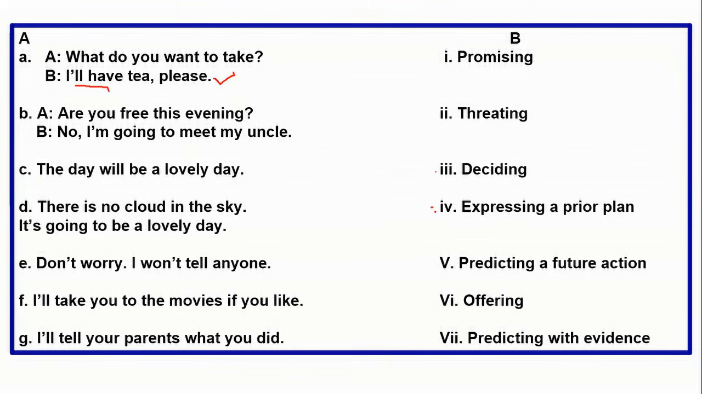Okay, B number here you have. So just let me mark it. This is done. This is done. The day will be a lovely day. Future को बारेमा बोलेको छ, कुनै evidence छैन. So it is simply predicting a future action.